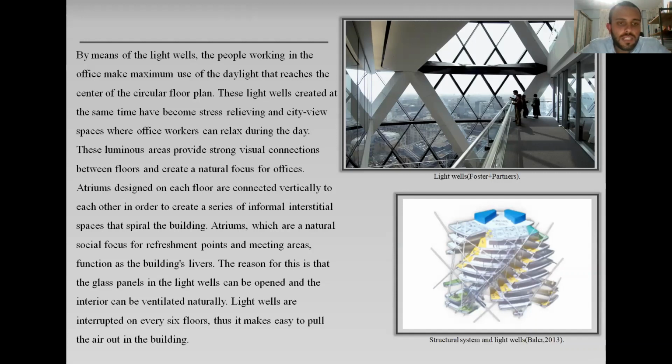Atriums designed on each floor are connected vertically to each other in order to create a series of informal interstitial spaces that spiral the building. Atriums, which are a natural social focus for refreshment points and meeting areas, function as the building's drivers. The reason for this is that the glass panels in the light wells can be opened and the interior can be ventilated naturally.